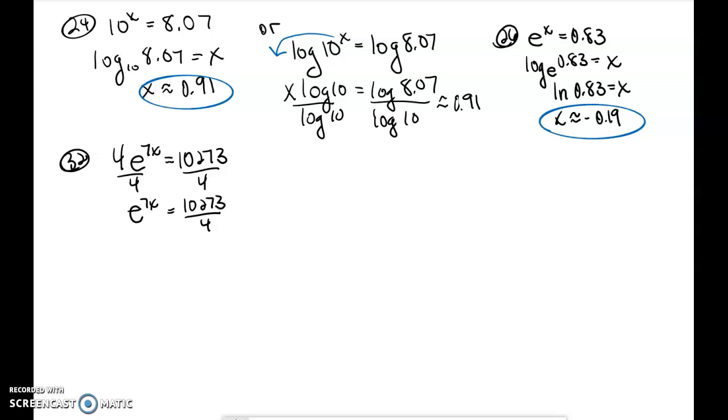And then again, because it's a base of e, you can write it as log base e of this fraction if you would like, and it is equal to 7x, or you can just write it as the natural log of 10,273 divided by 4. So the natural log of that value, whatever this is equal to, is some decimal point, and it is equal to 7x.